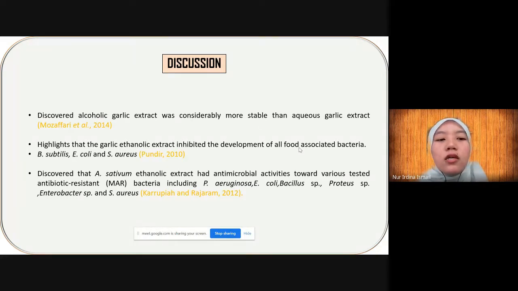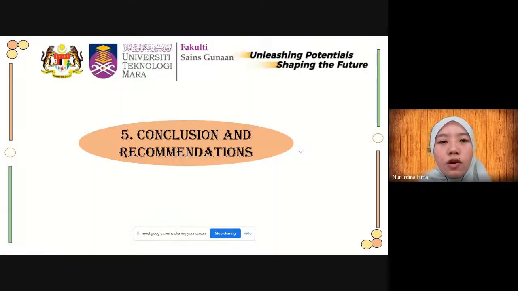Next, Caripia and Rajaram discovered that Allium sativum ethanolic extract had antimicrobial activities toward various tested multiple antibiotic-resistant, or MAR, bacteria, including Pseudomonas aeruginosa, E. coli, Bacillus species, Proteus species, Enterobacter species, and Staphylococcus aureus.